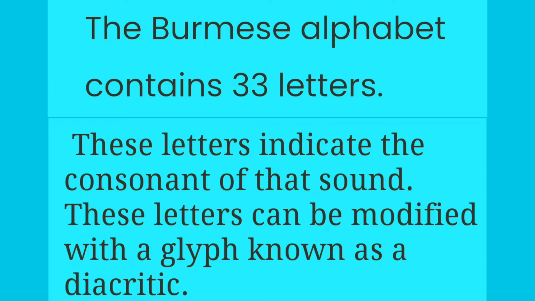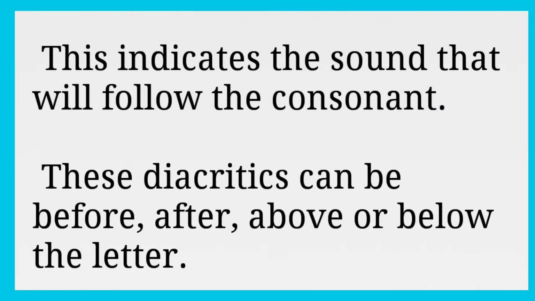These letters indicate the consonant of that sound. These letters can be modified with a glyph known as a diacritic. This indicates the sound that will follow the consonant. These diacritics can be before, after, above or below the letter.